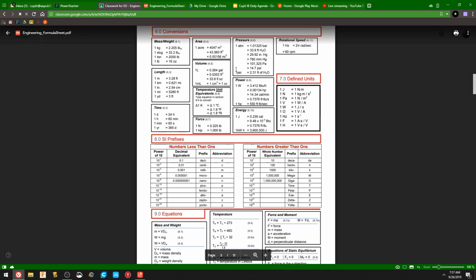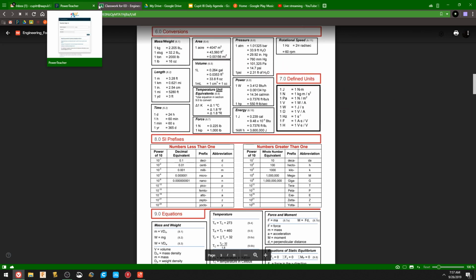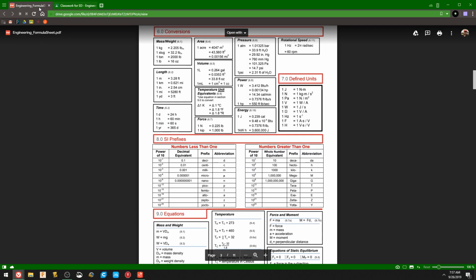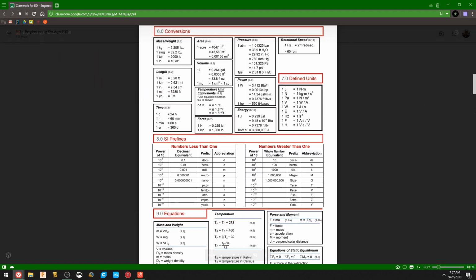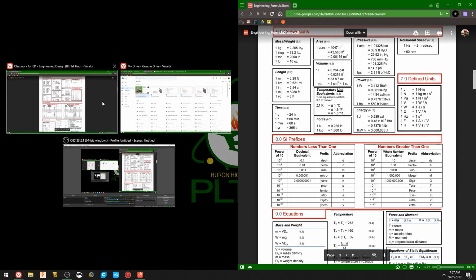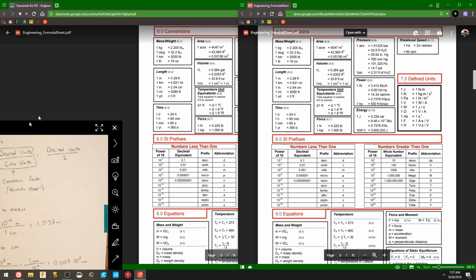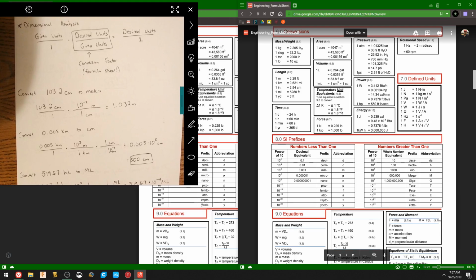I'm going to reference back and forth to this a lot today. So what I'm going to do is put it up as a separate window here. Oh, it's not doing it. That's okay. There we go. And I'm going to have this up basically for the rest of the time.